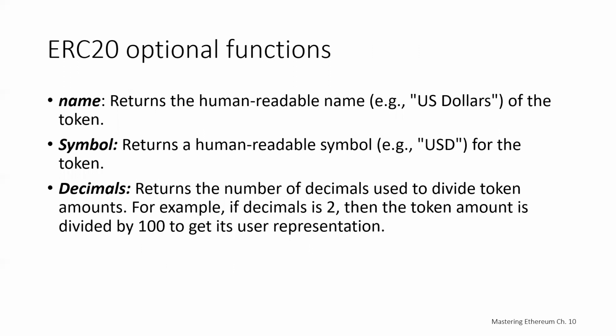Name will return the human readable name. For example, if you've got a token representing the US dollar, it would return US dollar. Symbol returns a human readable symbol for that token. So again, if you have a token representing a US dollar, you might have it come back with USD. And then decimals returns the number of decimals used to divide token amounts. For example, if decimals is 2, then the token amount can be divided by 100 to get its user representation.